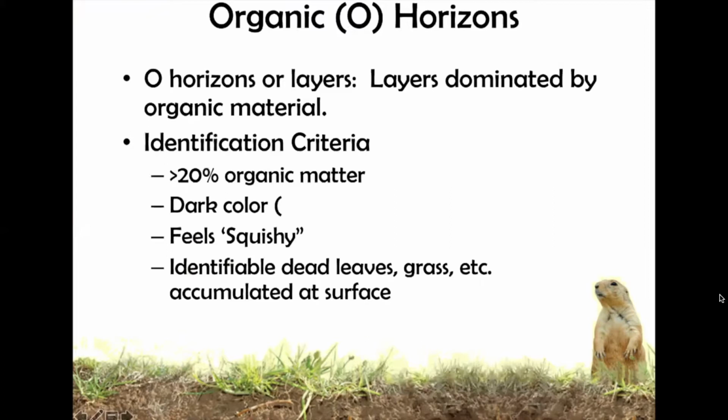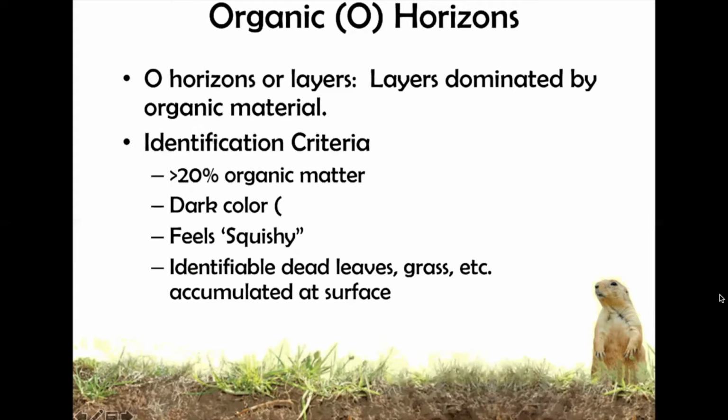The best way to tell if it is an O is to feel it. The O will be squishy and light in weight. And if there are a lot of identifiable dead leaves from previous falls, seasons present at this time, that is a good way to tell if it's the O layer. Also, living roots, however, do not make it in the O horizon, and that would be the A horizon.